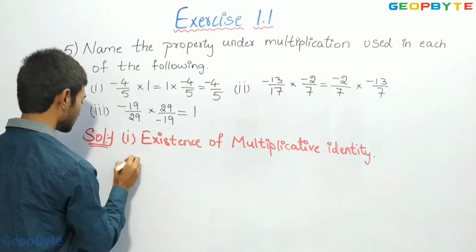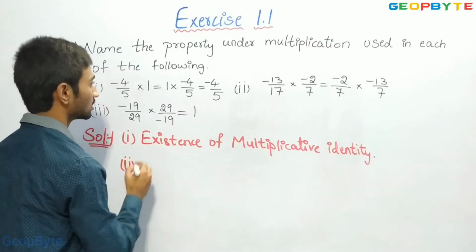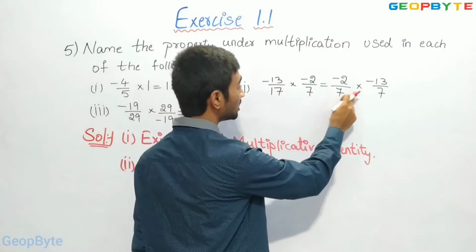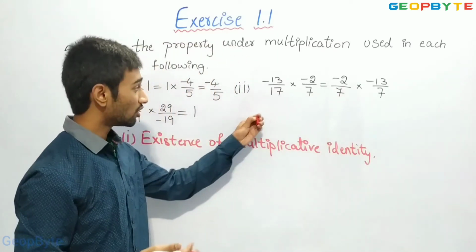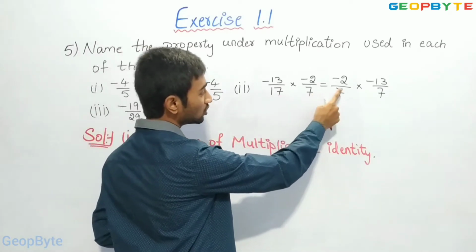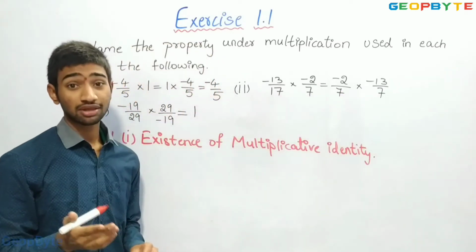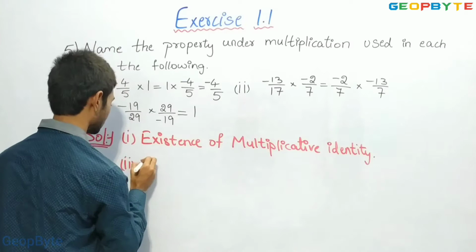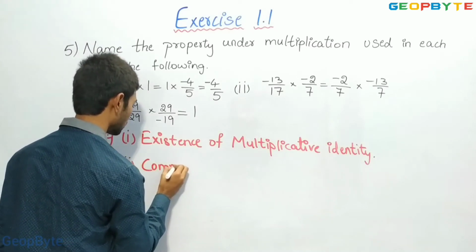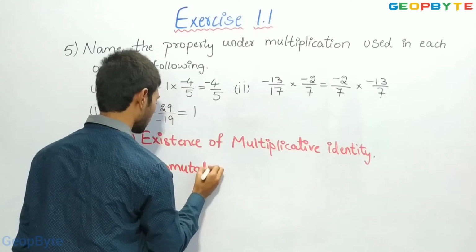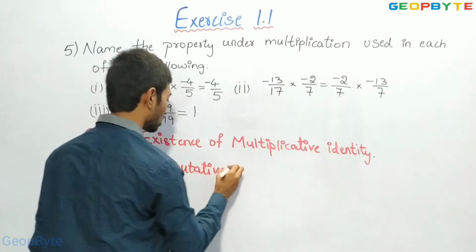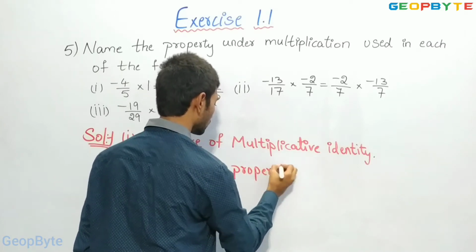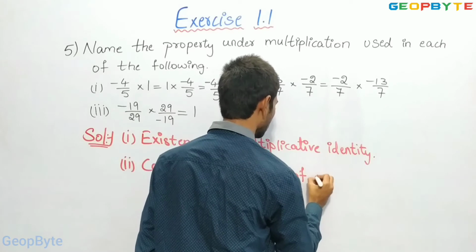Next, second bit. Here we observe that a into b is equal to b into a. So, it is in the form of a into b equal to b into a. So, it is the commutative property of multiplication. Let us write. Commutative property of multiplication.